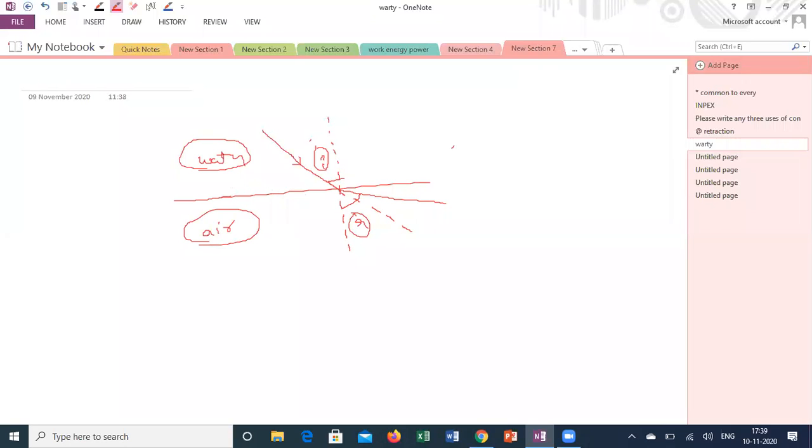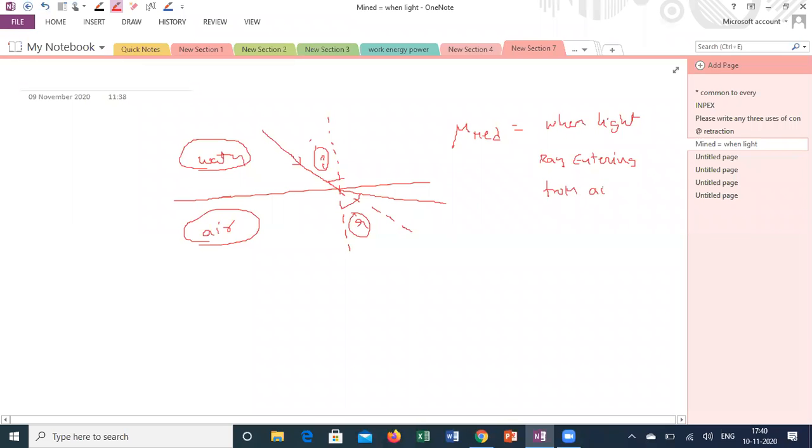The absolute refractive index of a medium explains the case when the light ray is entering from air or vacuum to that medium. That is called absolute refractive index. Suppose it is entering from water to glycerin or alcohol or some other liquid. In this case, we do not call it absolute refractive index. So why is it bending?